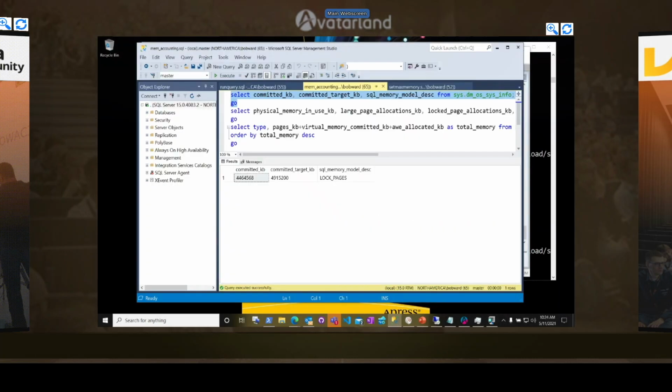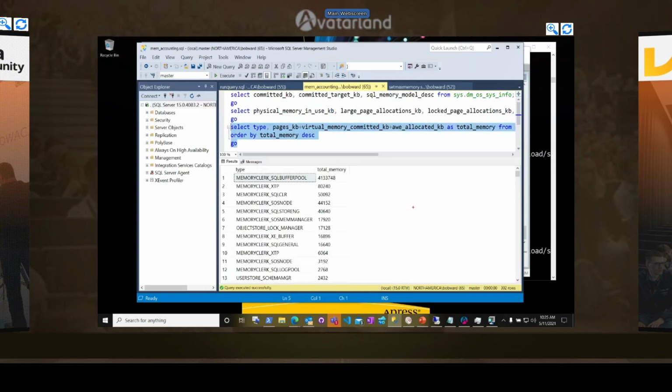Now looking back over here, I can also look at these other counters I showed you before. Notice that most of the memory comes from locked pages. And I can look at the clerks I showed you earlier, and now you can see the buffer pool dominates the category of memory that I'm using. So that is an example of locked pages of memory.